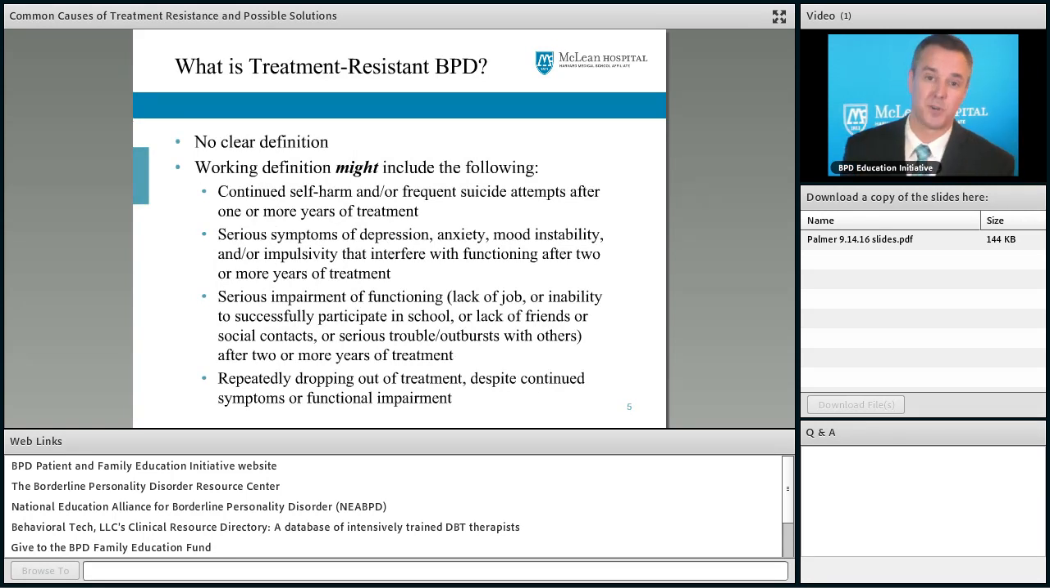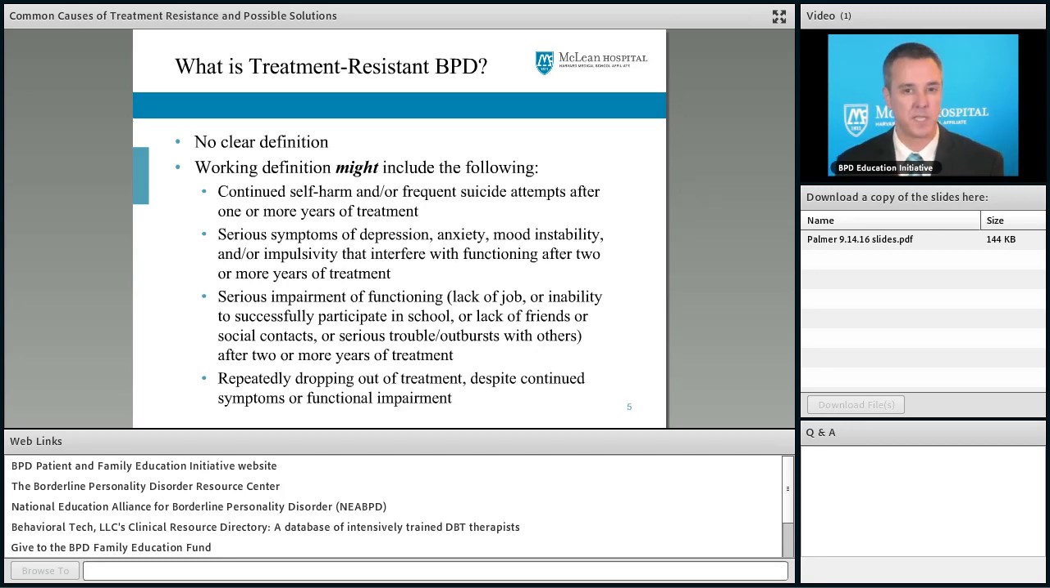So what is treatment-resistant borderline personality disorder? Unfortunately, I'm here to tell you we don't know either. There is no clear working definition. The field of psychiatry doesn't have a working definition of treatment-resistant borderline personality disorder. So I'm going to propose one.